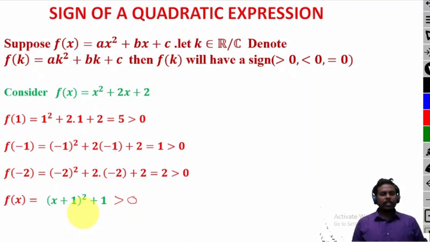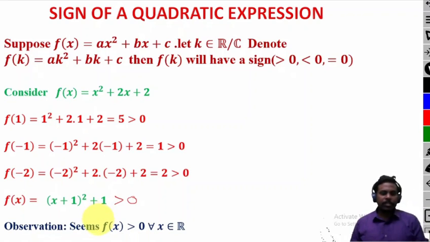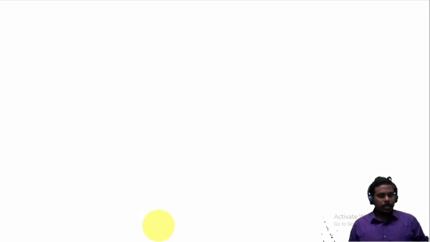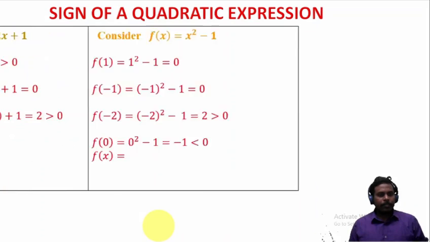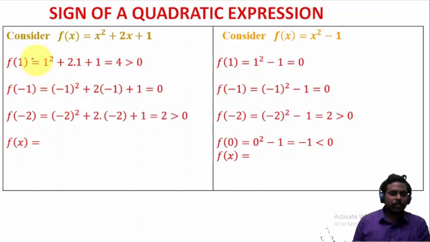So, what's our observation here? The observation is, f of x seems to be positive for all x belongs to R. Actually, we can say this f of x is positive for all x belongs to real numbers. Now, let me discuss some more examples. Here are some more examples.